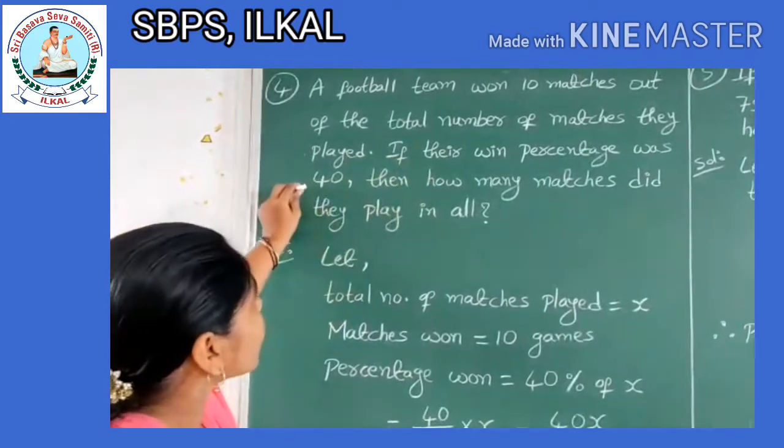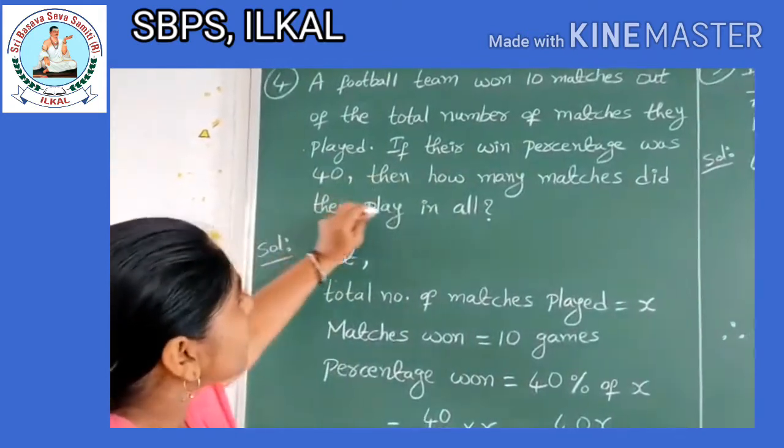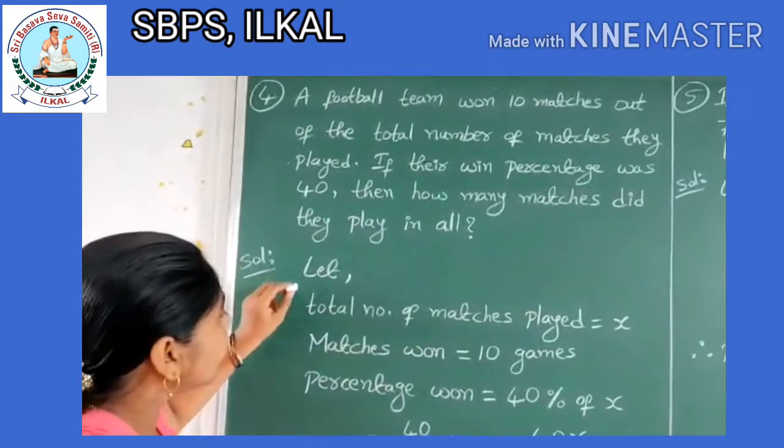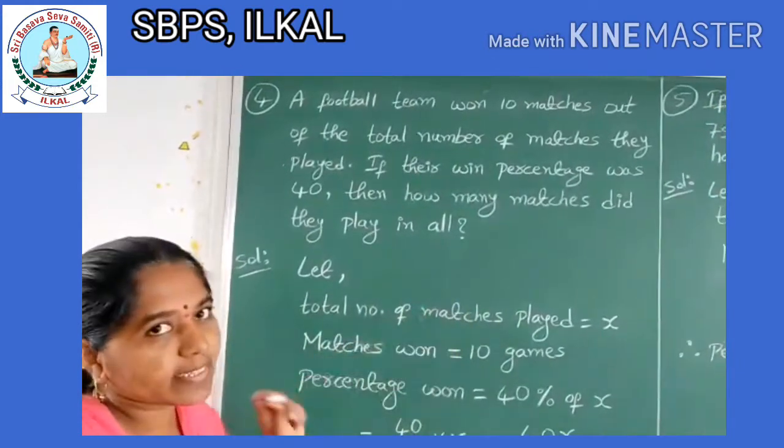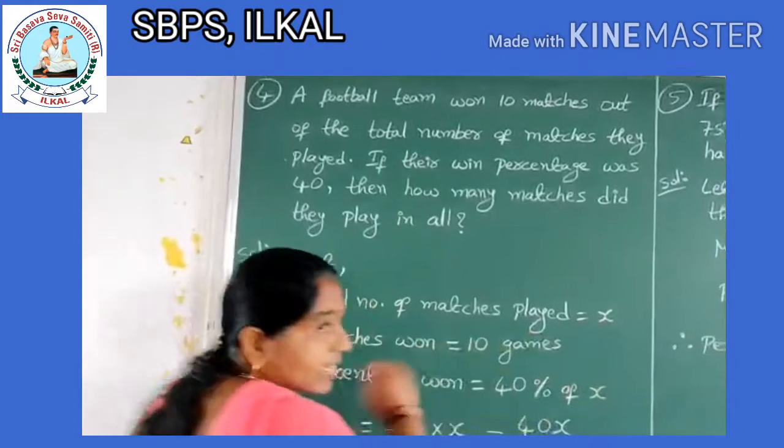If their win percentage was 40, then how many matches did they play in all? Solution. Let the total number of matches played be x. The unknown value we consider as x.